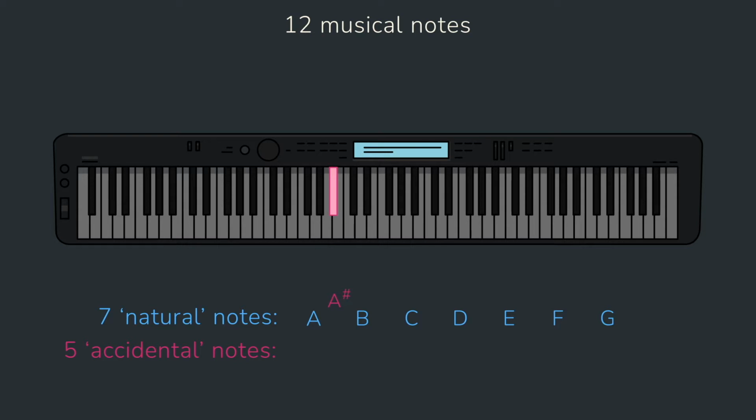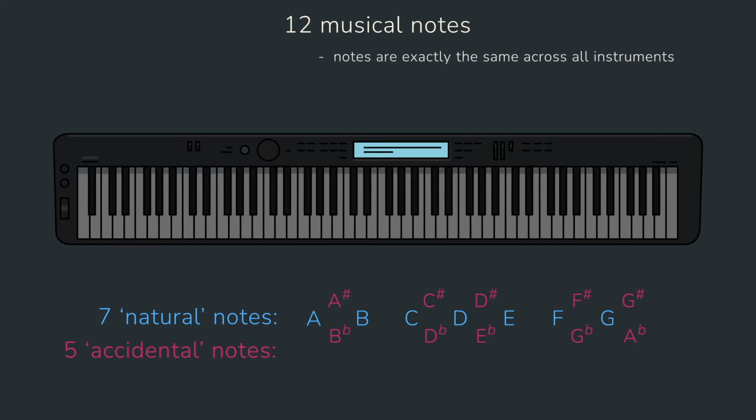So they're A sharp or B flat, C sharp or D flat, D sharp or E flat, F sharp or G flat, and then G sharp or A flat. We'll look at why they have two possible names in the next video, but for now just be aware that they do. Also, be really clear in your mind that these notes are exactly the same across all instruments. It's just easiest to show them on a piano.